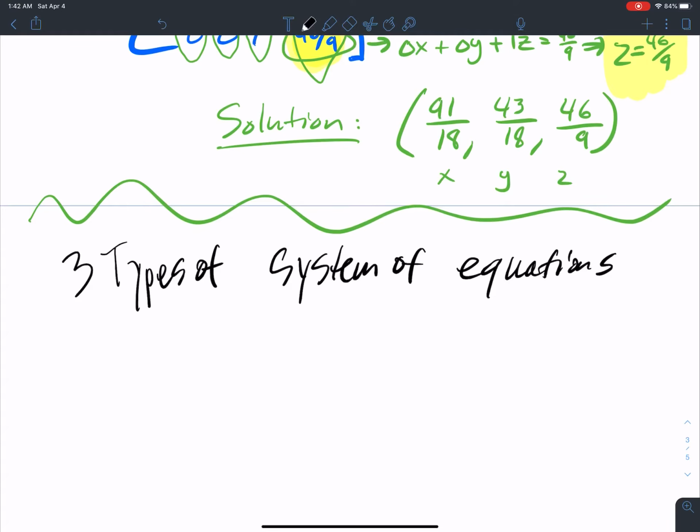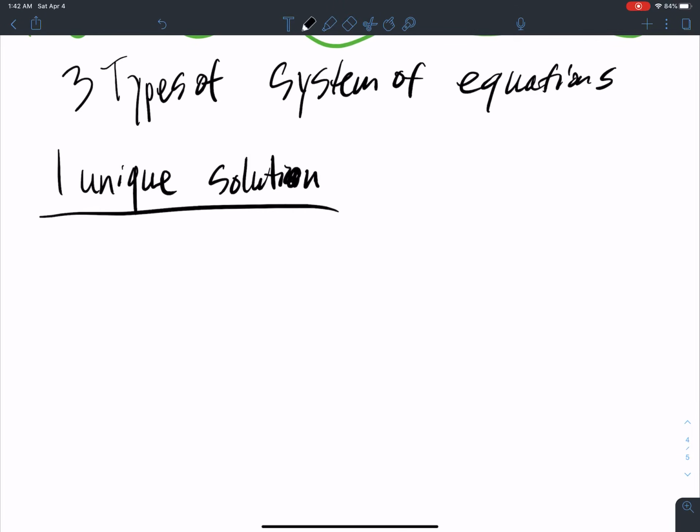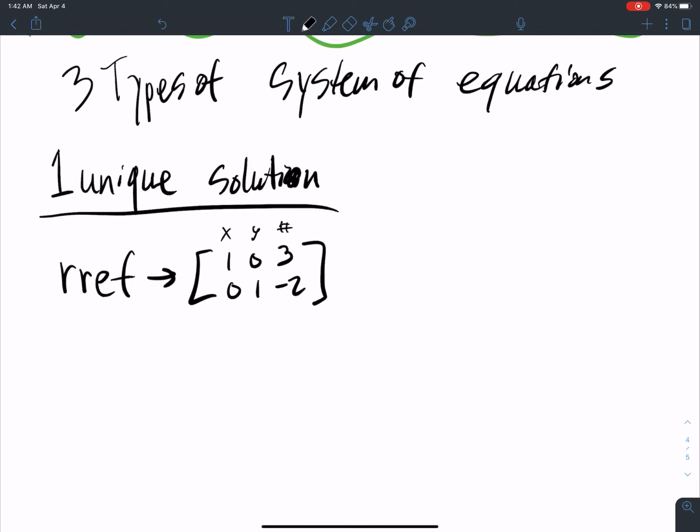So the first type, there is one unique solution. Okay, one unique solution. So previously, if I did an RREF and I run through it and I get something like 1 0 3, 0 1 negative 2, what does this tell me? X, Y, and my number. So that tells me X equals 3 and Y equals negative 2. Okay? It's a single ordered pair, right?